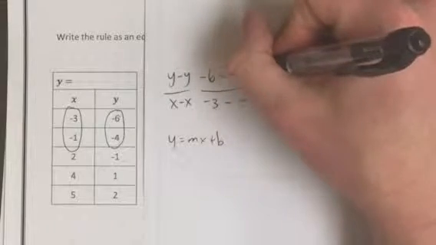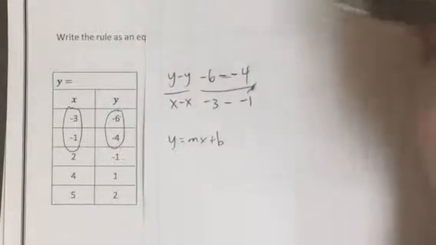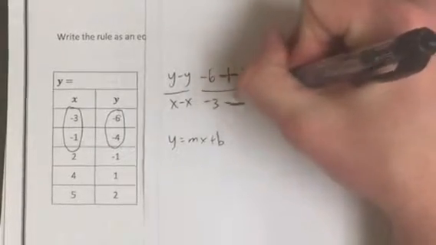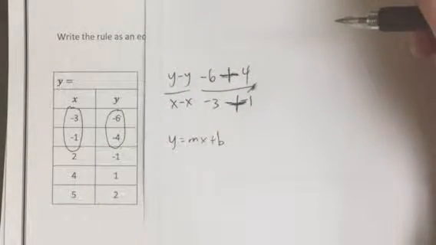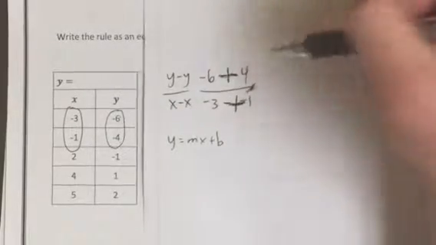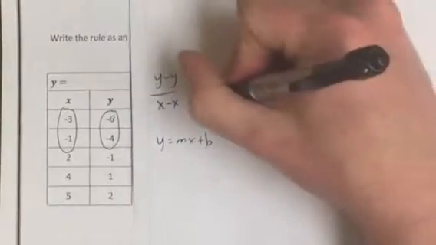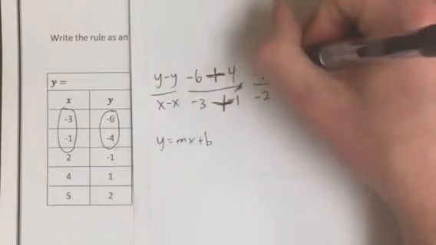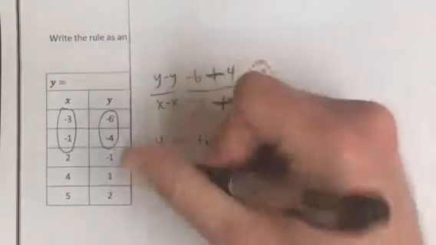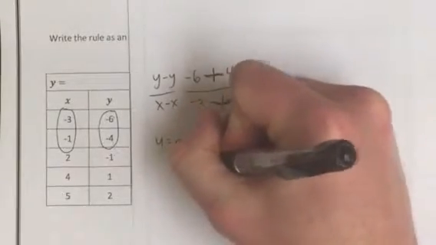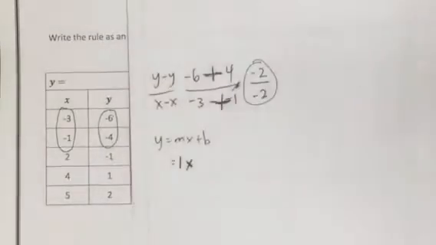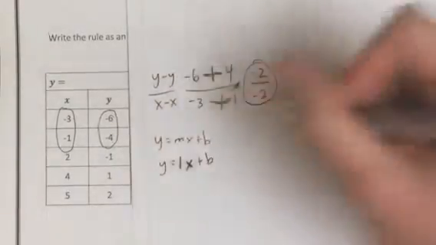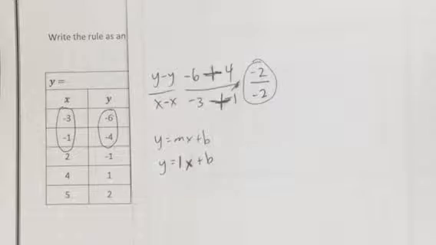Now the reason why I kind of write it like this is because it looks weird. So the way I teach this is if you minus a negative, you're really adding. So you kind of put them together and make it a big add sign. All right. So -6 plus 4 ends up being -2, and -3 plus 1 ends up being as well -2. -2 over -2 reduces to 1x. So we now know the slope. So y equals mx plus b. We know the slope is 1, and we can continue from there.